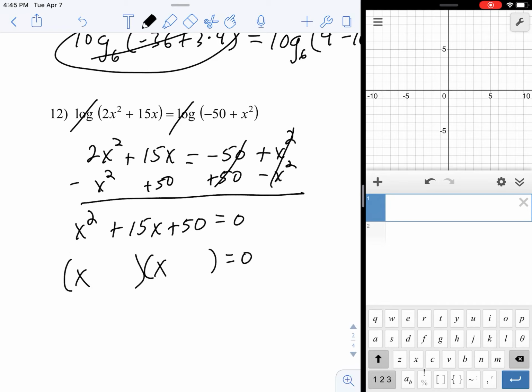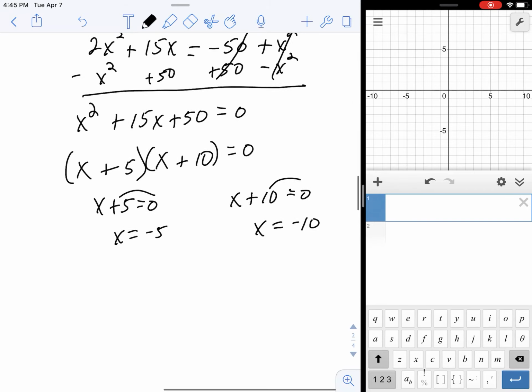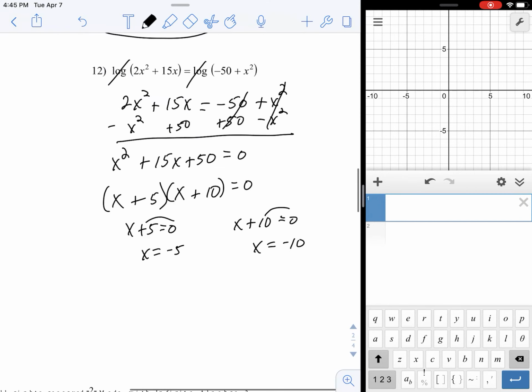Now we're going to try to factor this. What are two numbers that multiply to 50 and add up to 15? Well, that's pretty straightforward, I think. 10 and 5, right? 10 times 5 is 50. 10 plus 5 is 15. Set these both equal to 0. You get x equals negative 5, x equals negative 10. If you bring this over, it becomes negative. If you bring that over, it becomes negative. So let's see. Are these extraneous solutions?